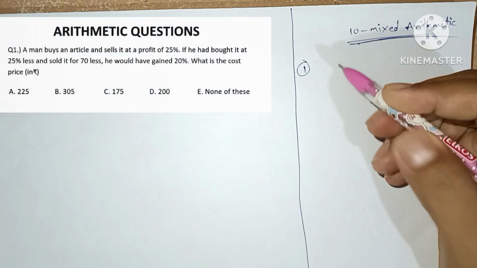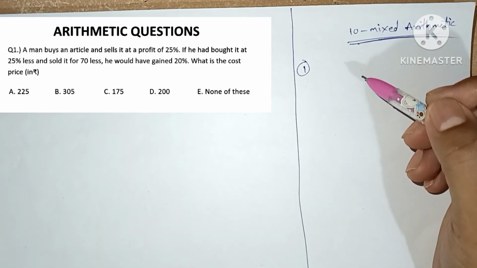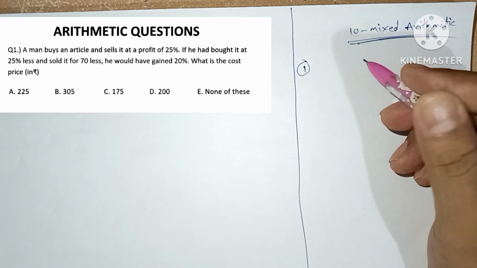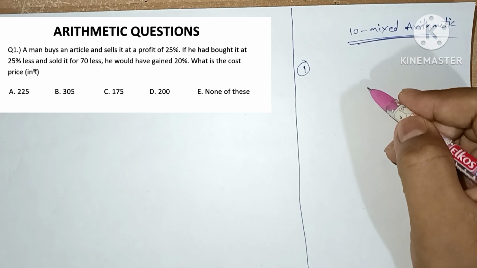First question. A man buys an article and sells it at a profit of 25%. If he had bought it at 25% less and sold it for 70 less, he would have gained 20%. What is the cost price? Here, first I am going to solve it and then explain.